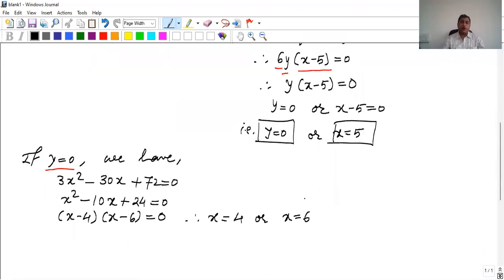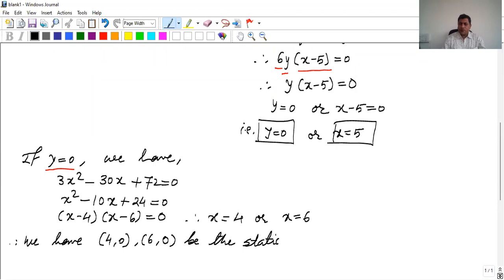Okay, so here we got two stationary values. We have x equal to 4 and y equal to 0, and x equal to 6 and y equal to 0 being the stationary values. Okay, so considering y = 0, we got these two stationary values. Now consider x = 5. Okay, so suppose x = 5, then what we will have?